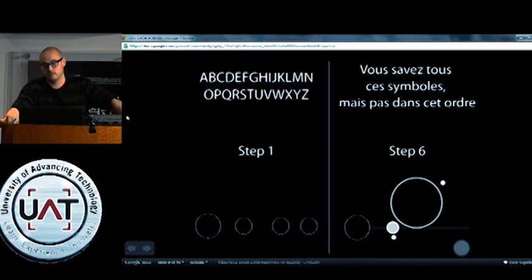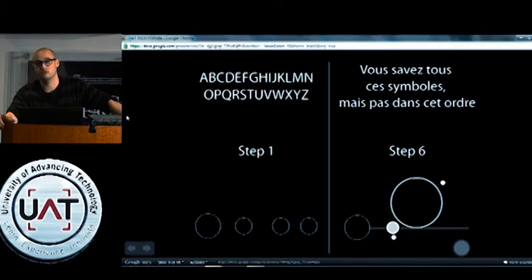What it says on the right is, you know these symbols, just not in this order. And so what I try to do is present things in a way that you recognize at first, but then pushes you to learn the next step and learn the next step. So that through the data visualization, you're being able to understand more than you probably thought you could when you started.